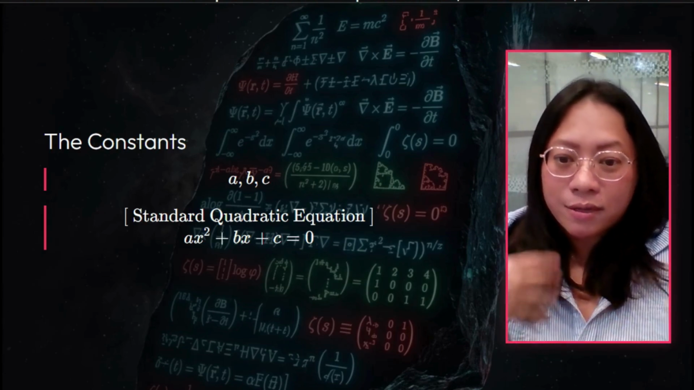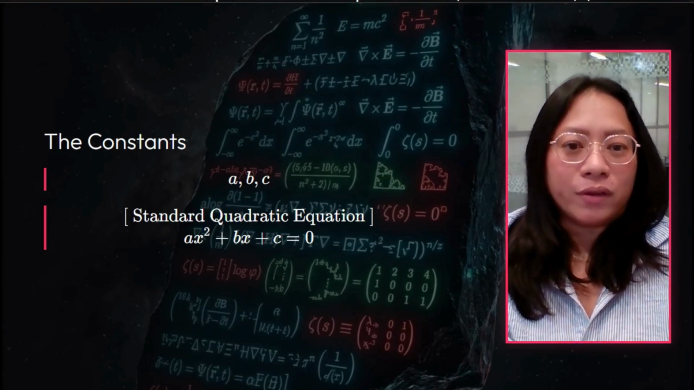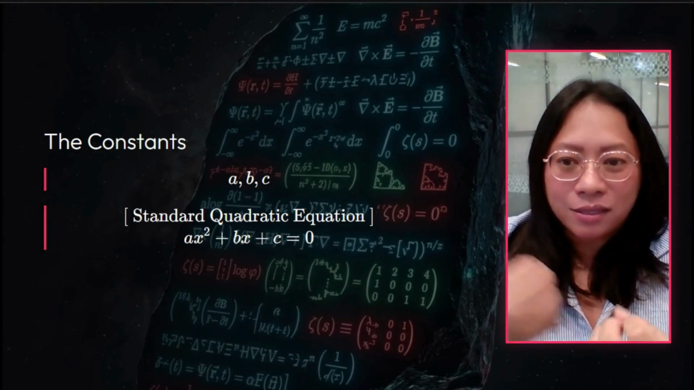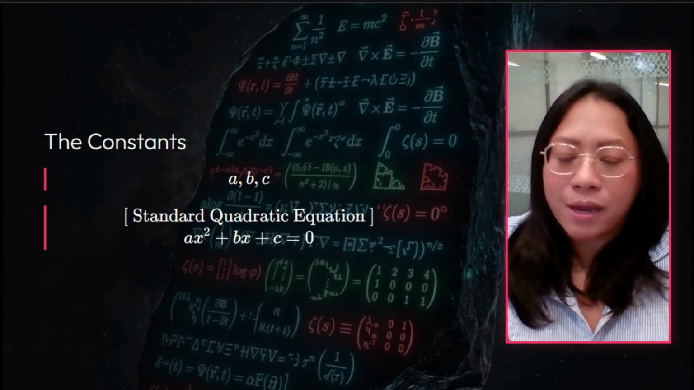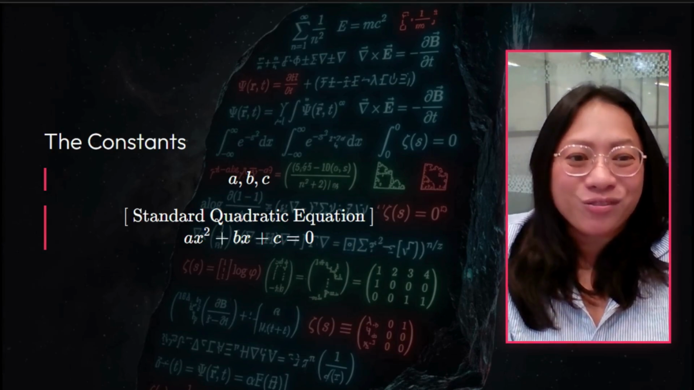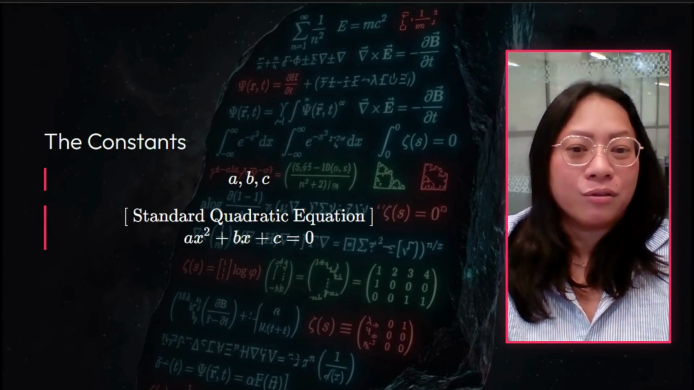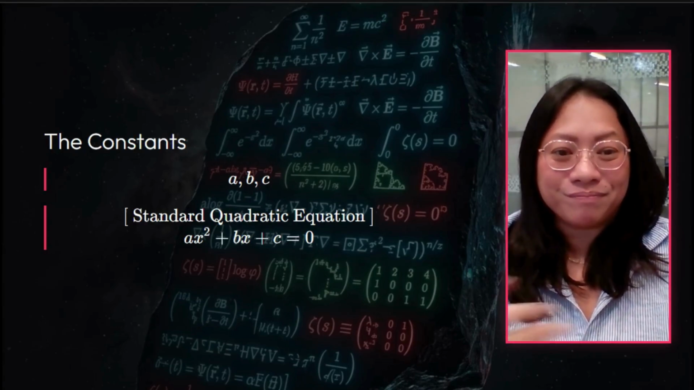Shown here is the standard quadratic equation. The variables provide the curve, but the constants A, B, and C act as the gravitational dials that physically warp, stretch, and position that parabola in space. And engineers use this formula to calculate, for example, a perfect parabolic trajectory of a rocket launching into orbit.